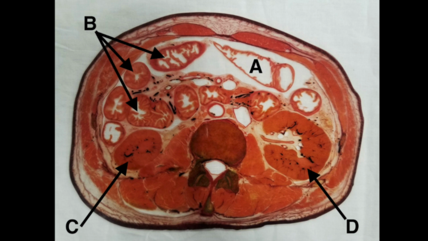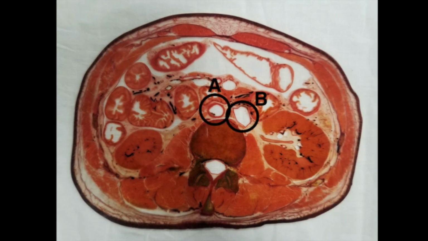They are different sizes in this image because, again, the left kidney is higher in the body than the right kidney. In this cross-section, there are two major blood vessels labeled. Blood vessel A is the abdominal aorta and blood vessel B is the inferior vena cava. I can tell that the inferior vena cava is B because the aorta wall is thicker and muscular. The inferior vena cava has thinner walls.